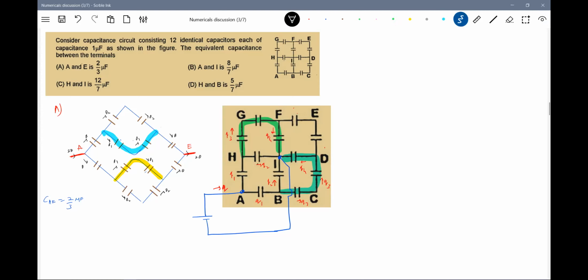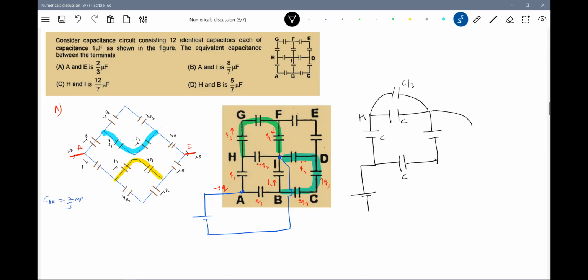So the next part of the circuit will be, this can be asked, it's not a big deal. So this everything between H and I. C by 3 will bring it. This is C, this is C, this is C, and the cell is connected here. C by 3, C. These are our points, A and I. Now this C by 3 is parallel to this 4C by 3. This will be 4C by 3. And 4C by 3 is in series with this, the next part of the circuit.